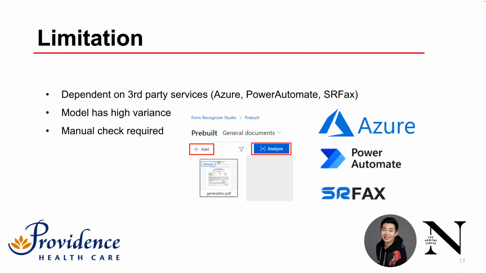However, we do have some limitations. The first, our solution has third-party dependencies, such as Azure Services, Power Automate, and SRFax platform. Secondly, we use the pre-built document model. It is hard to tune the recognition result over 20 types of formats, and it results in high variance at non-standard formats. Lastly, we have the human-in-loop design currently, where those undecided forms require a second look. However, it can be further improved as a future work.